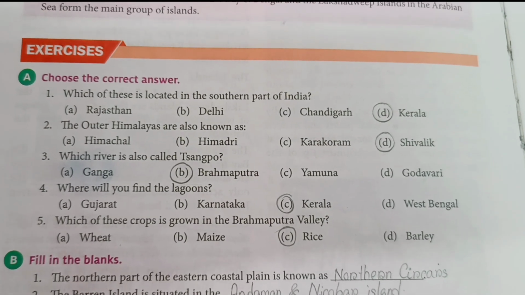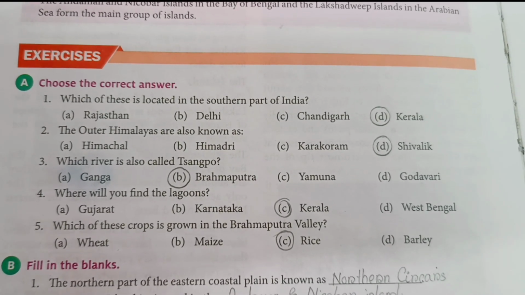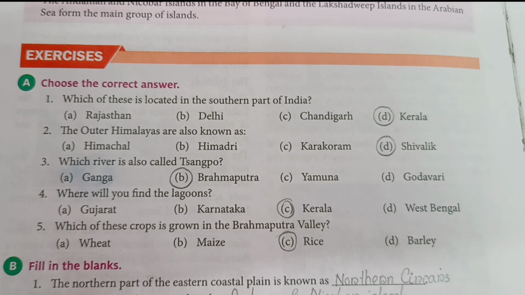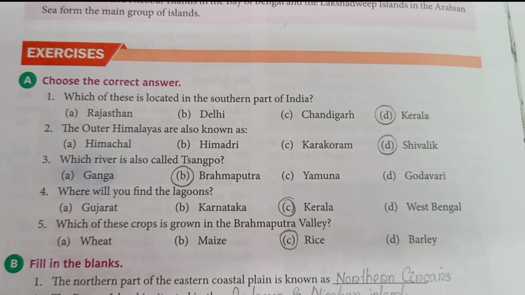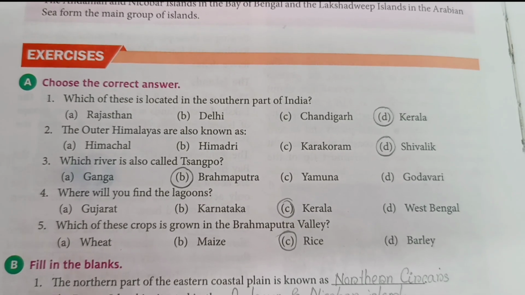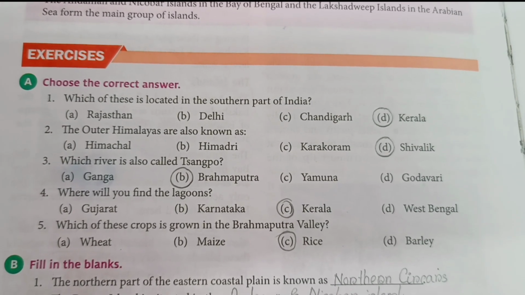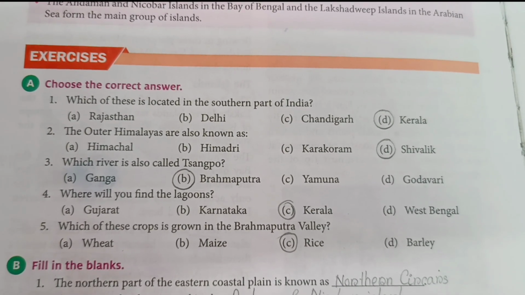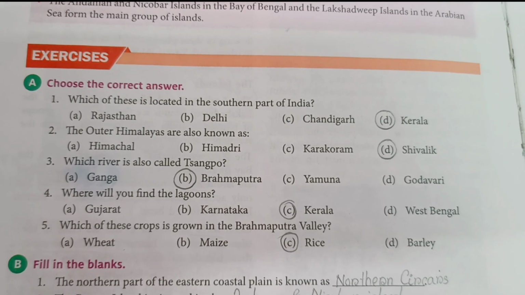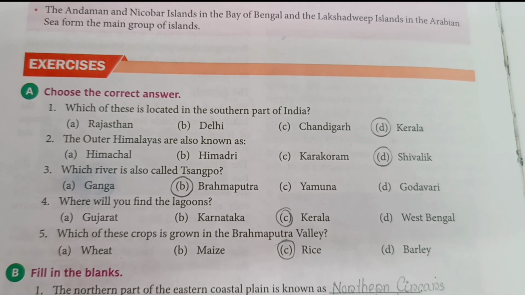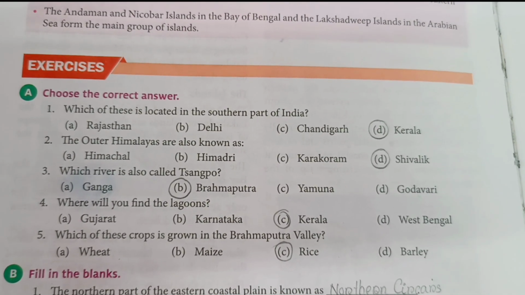Answer is D, Kerala. Number 2, the outer Himalayas are also known as, answer D, Shivalik. Number 3, which river is also called Sampo? B, Brahmaputra. Number 4, where will you find the lagoons? Answer C, Kerala. Number 5, which of these crops is grown in Brahmaputra Valley?